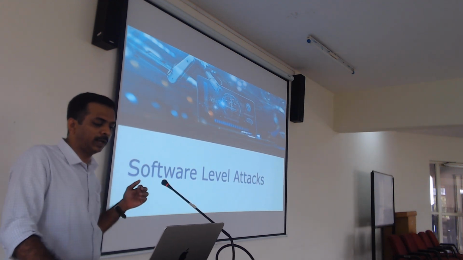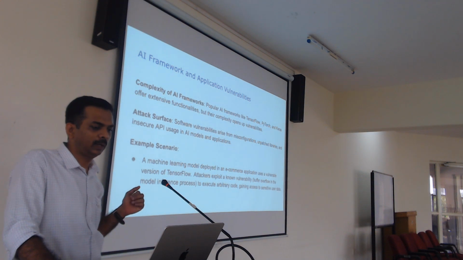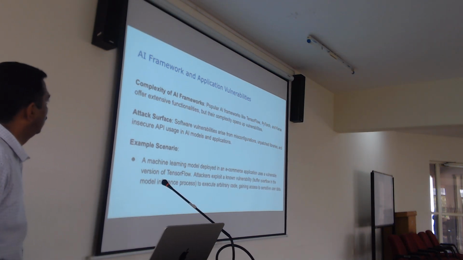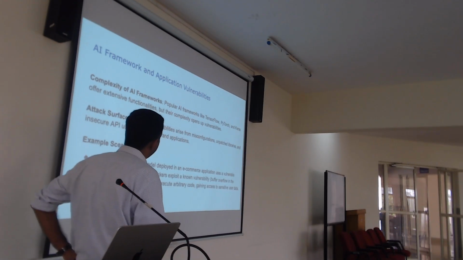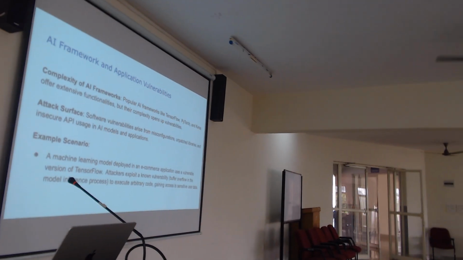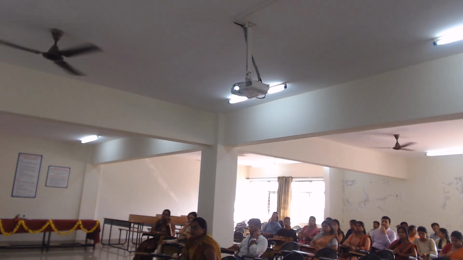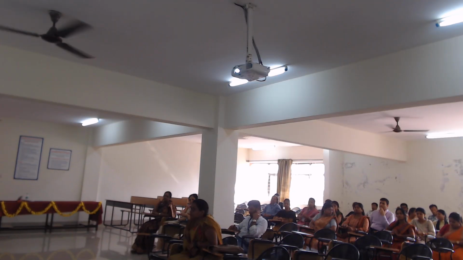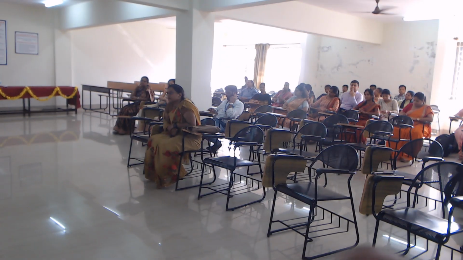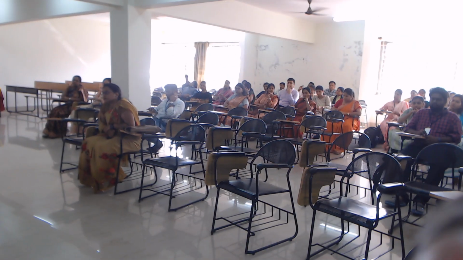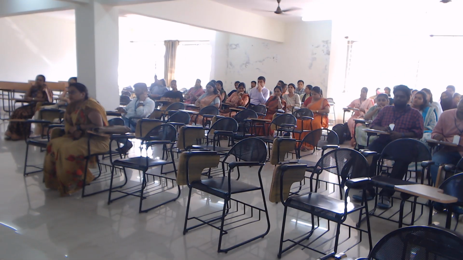Next, you have the third thing called software level attacks, right? In software level attacks, software vulnerabilities such as misconfiguration, unpatched libraries, and insecure APIs are exploited in AI models and applications. Take an example of an application level attack: a machine learning model deployed in an e-commerce application uses a vulnerable version of TensorFlow. What will happen? The attacker exploits the known vulnerability to execute arbitrary code. I think I will show you an example.